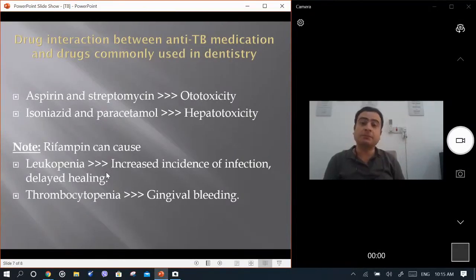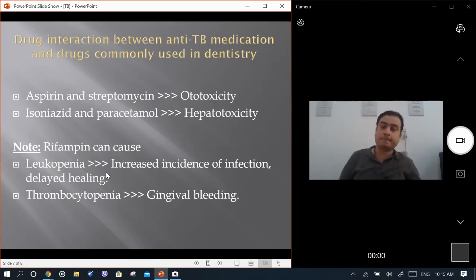We still have some drug interactions between drugs used for treatment of tuberculosis and the drugs that we usually prescribe in our dental practice. For example, aspirin and streptomycin. Streptomycin is well known for causing ototoxicity. Aspirin, unfortunately, increases the incidence of ototoxicity of streptomycin, so their concomitant intake should be avoided.